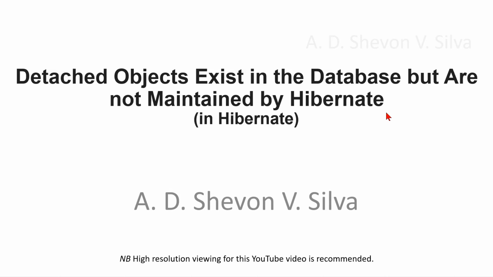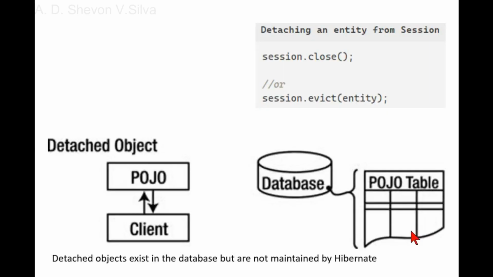Detached objects exist in the database but are not maintained by Hibernate. In Hibernate, additionally, we are considering here detached objects. Detached objects exist in the database but are not maintained by Hibernate.